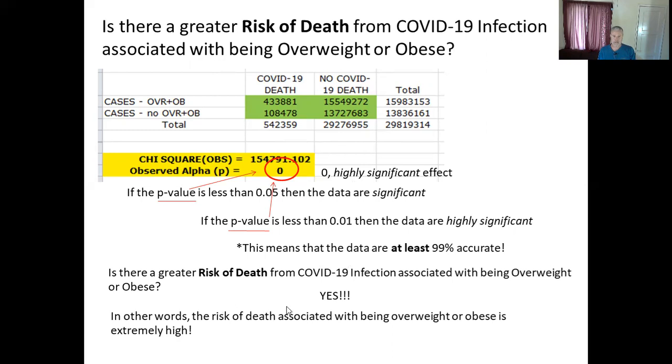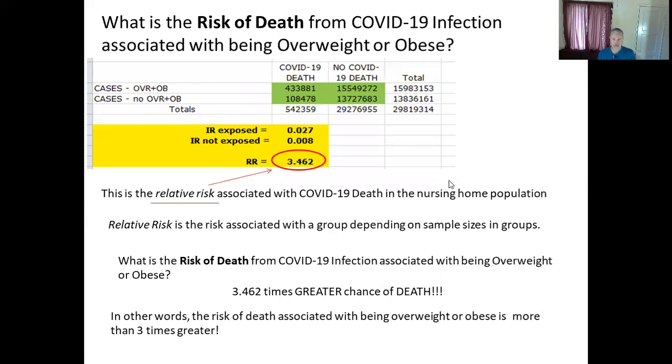There's an extremely high association of death from COVID-19 and being overweight or obese. The next is looking at relative risk, taking out the potential difference here, like you can see death cases 400,000 versus only 100,000. So we can take out the difference there, and we have a relative risk of 3.462. That's 3.462 times greater chance of death from COVID-19 infection if you are overweight or obese.